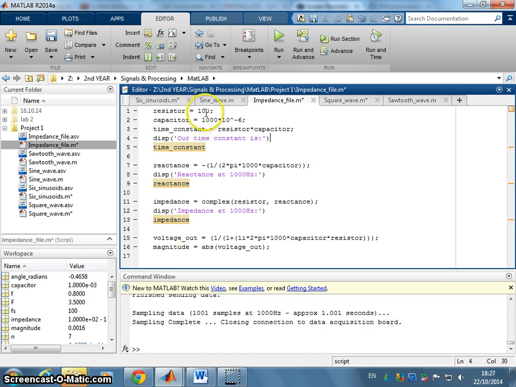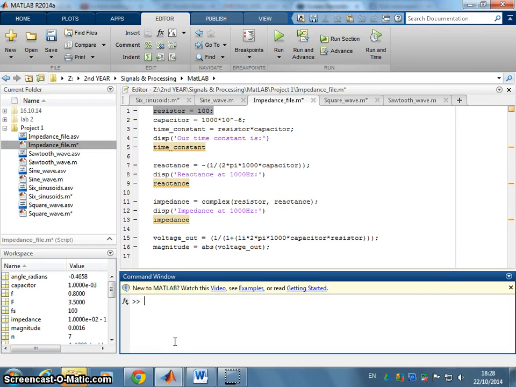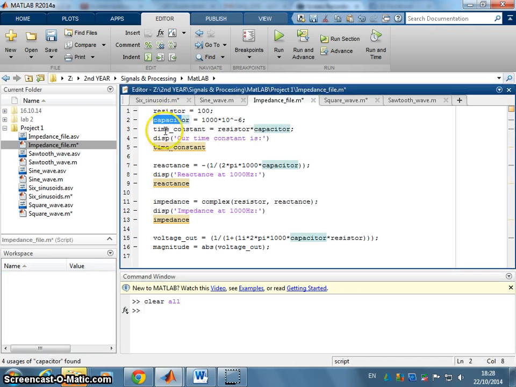I'm just going to start off quickly with showing you the impedance file, which is basically this piece of code here. The reason for that is I'm just memorizing in MATLAB all my important values for resistor, capacitor, time constant, reactance, impedance, and the example of the voltage out with the frequency of 1000 Hertz.